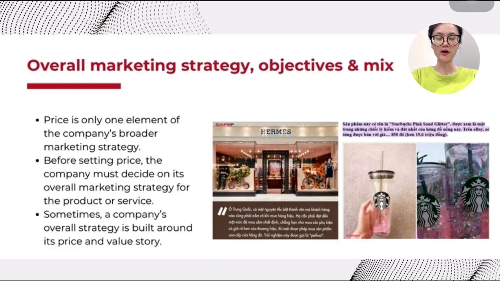About the overall marketing strategy, objectives, and mix, price is only one element of the company's broader marketing strategy. Before setting price, the company must decide on its overall marketing strategy for its product or service. Sometimes a company's overall strategy is built around the price and value story.